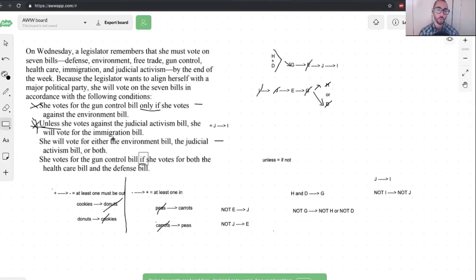the third rule where they said she votes for at least one of E or J or both. Who's to say if the original was not E then J or not J then E? It's really open to interpretation. It's a matter of perspective.